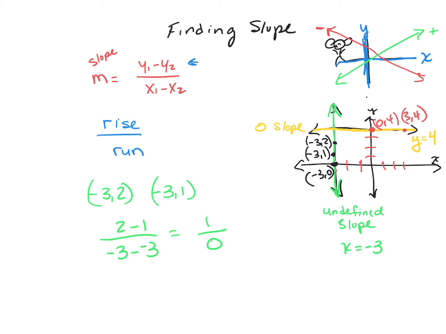Now let's look at the yellow one. We have 0, 4 and 3, 4. Well, it's difference of the y's, 4 minus 4 over 0 minus 3, which is 0 over -3. When you have a 0 upstairs, that is 0. And you can put it in your calculator if you ever get confused on this. And that's why the yellow line has a slope of 0.